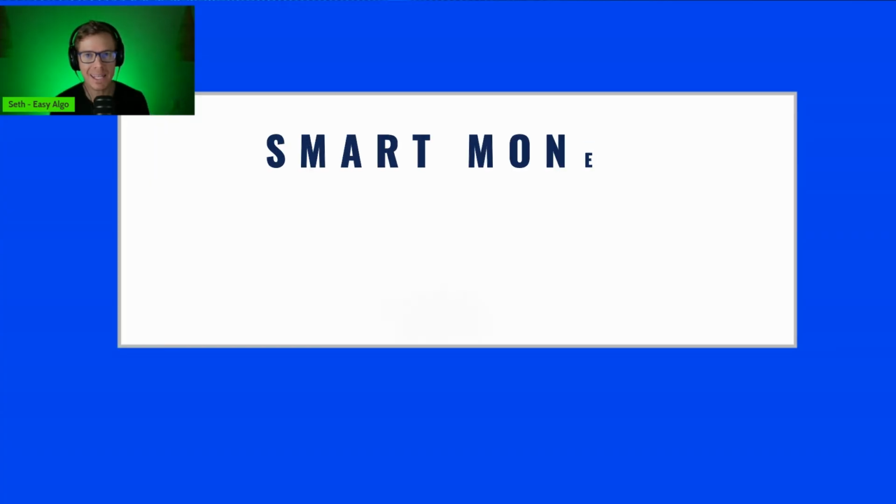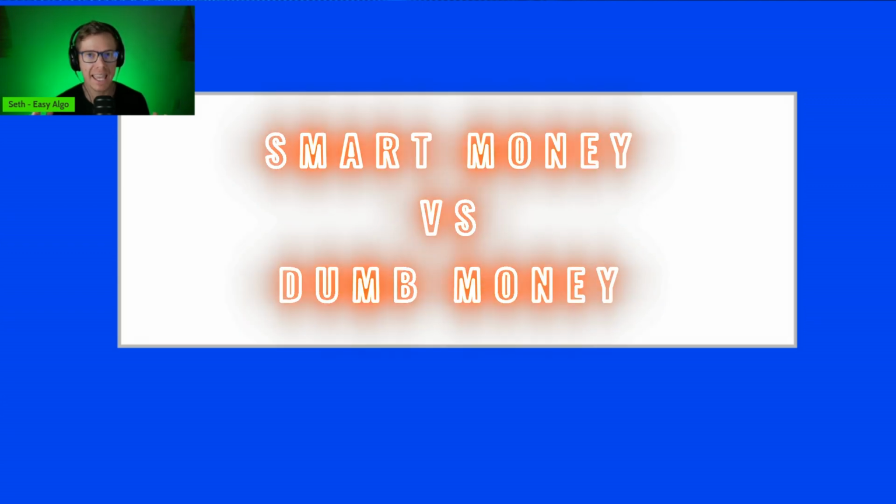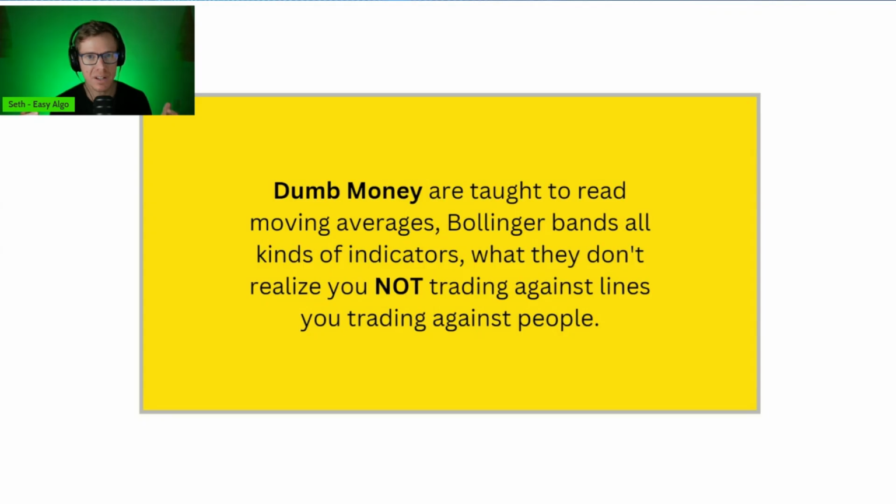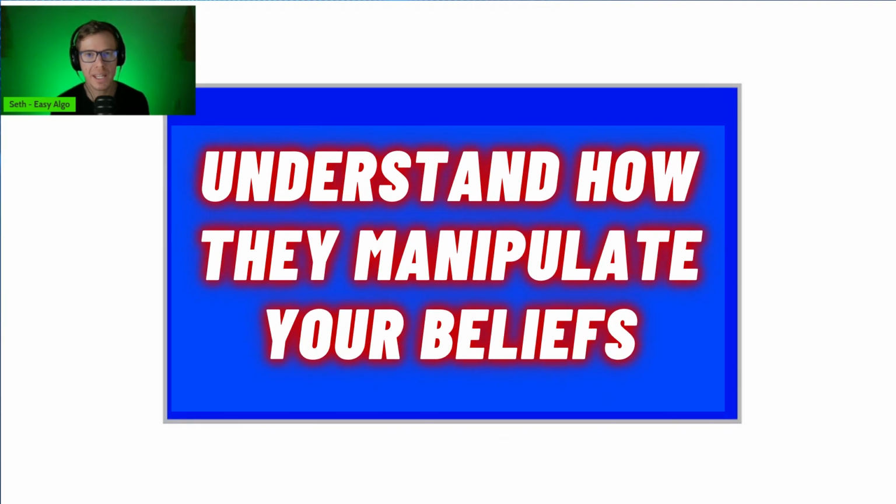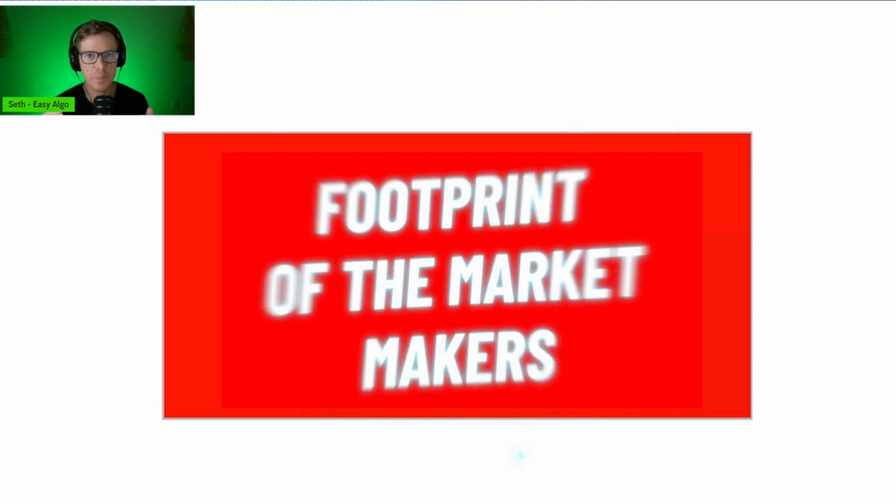The smart money is always positioning against the dumb money. The dumb money are taught to read moving averages, Bollinger Bands, all kinds of random indicators. What they don't realize is you are not trading against lines. You are trading against people. You need to understand how people's beliefs are going to be manipulated. This pattern is the footprint left behind by the market makers' activity and how they do business.